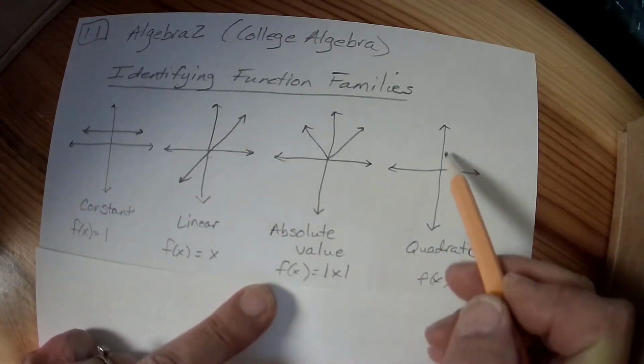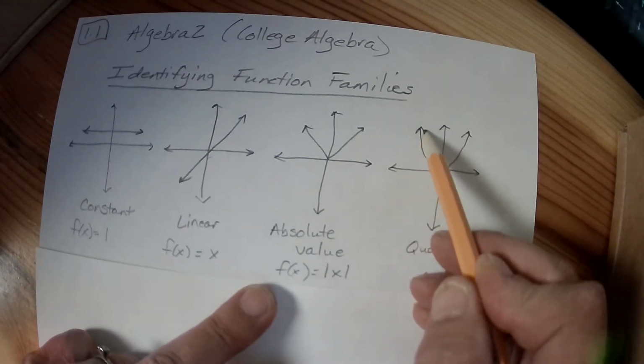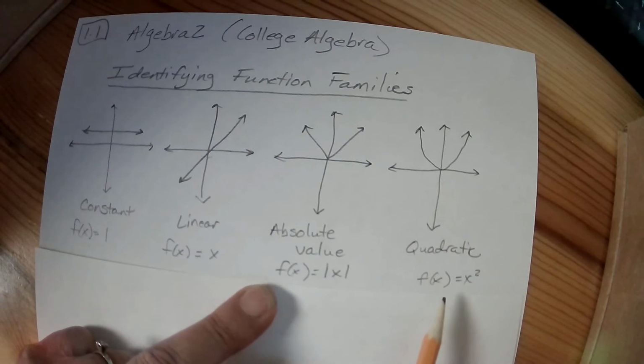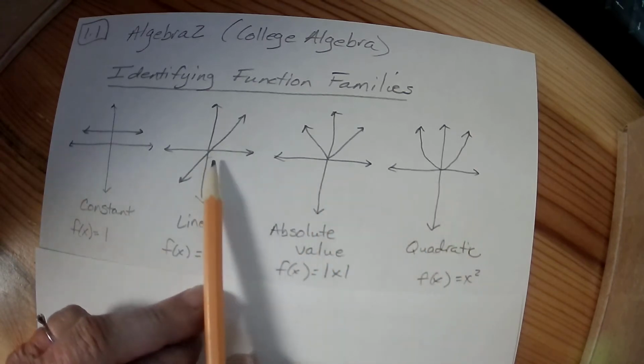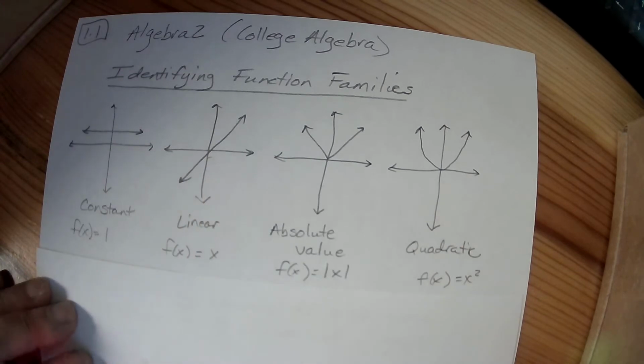And then I forgot to draw in the quadratic, which, as we know, is a parabola. The parent function for a quadratic is f of x equals x squared. Notice that all of these parent functions, other than the constant, go through the origin.